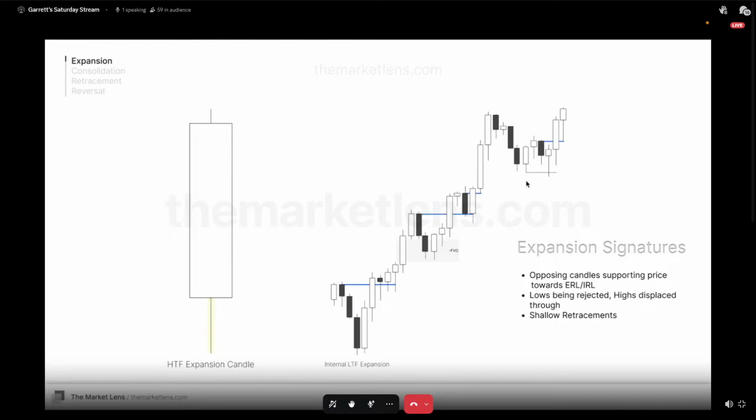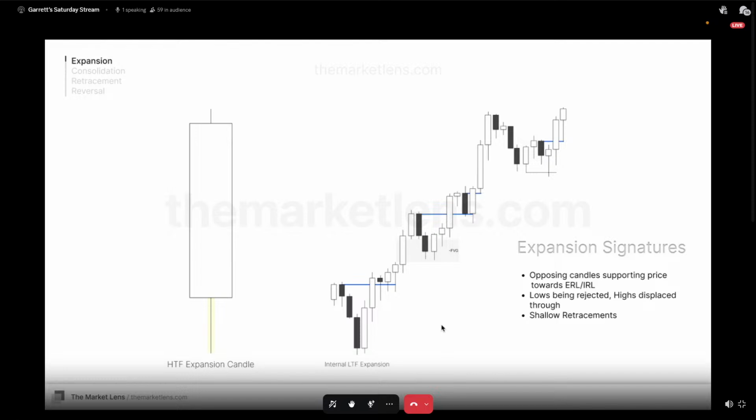In a bullish expansion, we want to see lows being rejected and highs being displaced through. So as you see, we reject this low and we're displacing through the highs. And we also want to see shallow retracements. This is a big one, right? Because this is also how we can identify low probability conditions, or we can also use that as an invalidation point, right? We don't want to see price retrace all the way down here into OTE. I think OTE personally is an invalidation. Now this is specifically within expansion away from a reversal point on its way to the objective, right?